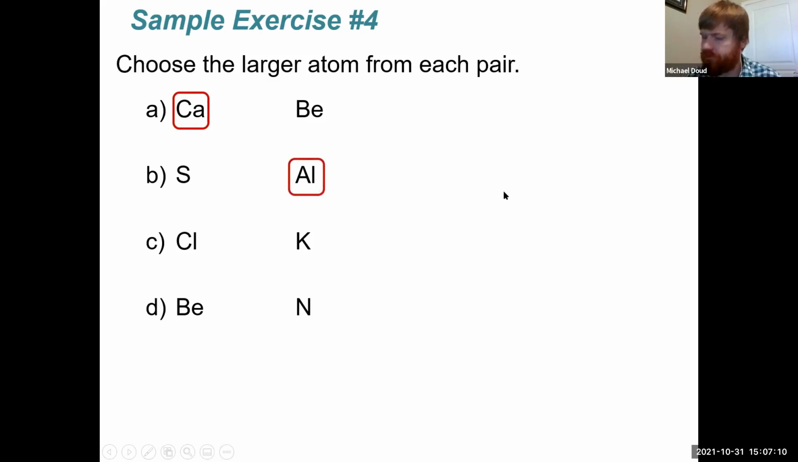So aluminum. Next up, chlorine and potassium. Chlorine is in group 7A. Potassium is in period 4. So we have a couple countervailing trends, but actually it works out either way. Remember, the left side is bigger than the right side, and then also the bottom is bigger than the top. So because potassium is both below chlorine in the periodic table and to the left of it, we know that potassium has to be bigger. And then finally, beryllium versus nitrogen. This is easy because they're in the same period. As you go left to right, size decreases, so beryllium must be bigger.